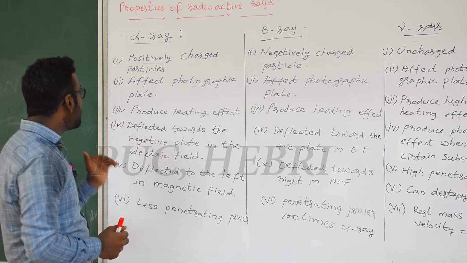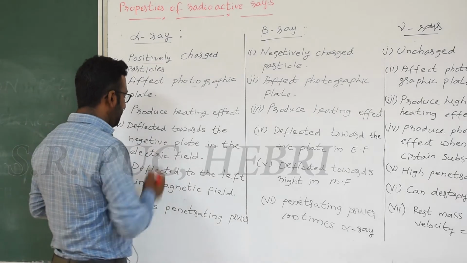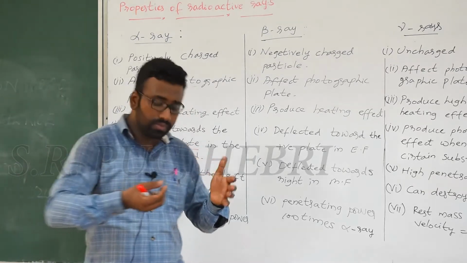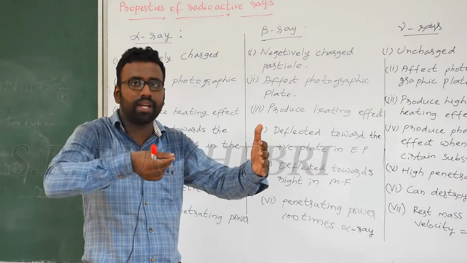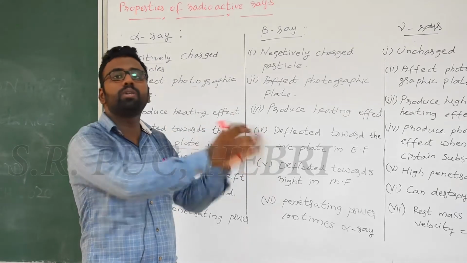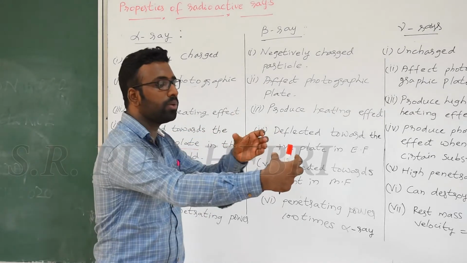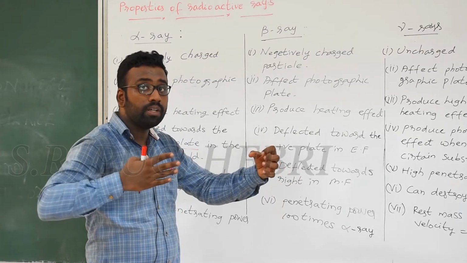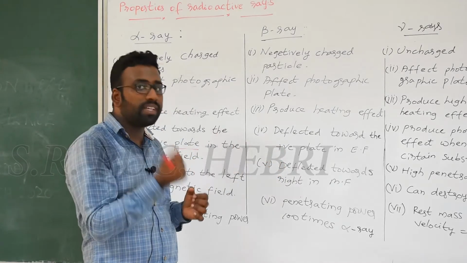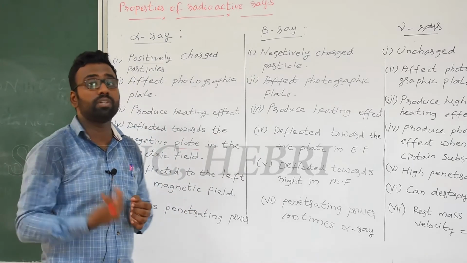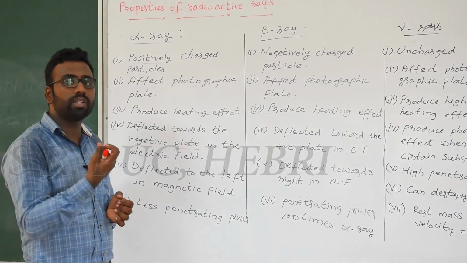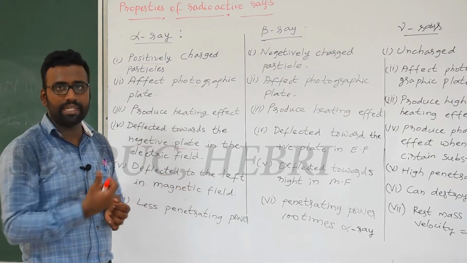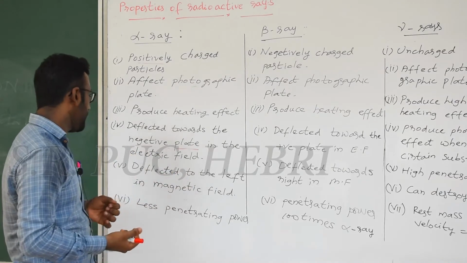Then alpha particles are deflected to the negative plate. Why are they deflected to the negative plate? See, if I pass alpha particles in a straight line, and I keep a positive plate over here and a negative plate over here, alpha particles are going to get deflected towards the negative plate. The reason is that alpha particles are positively charged. Positively charged particles are always going to get deflected towards a negative plate. So that is one property.